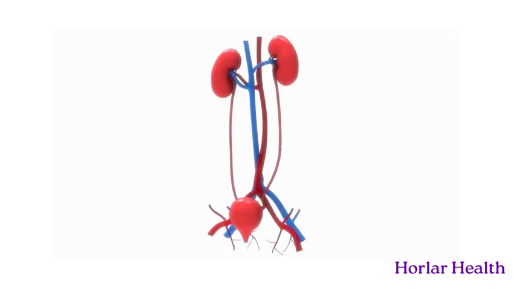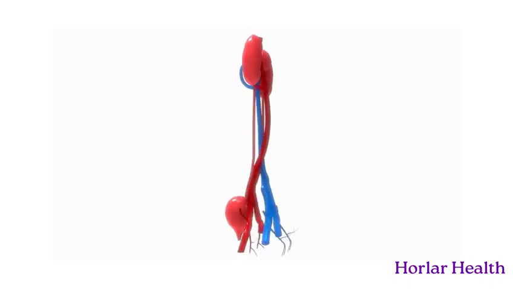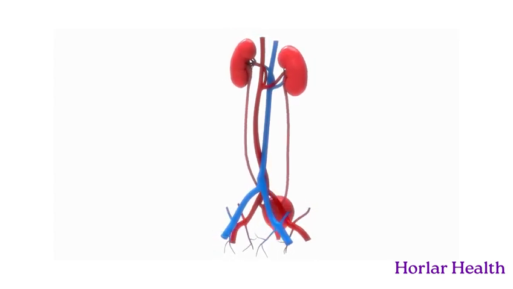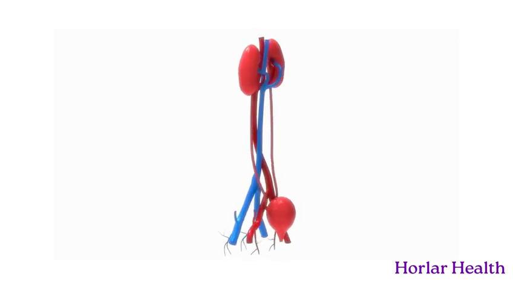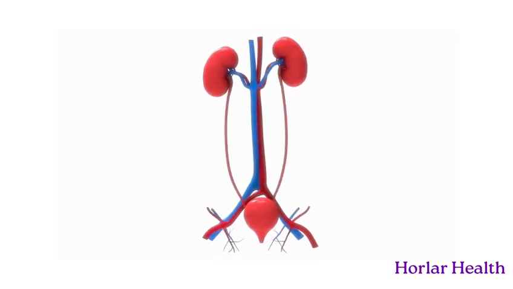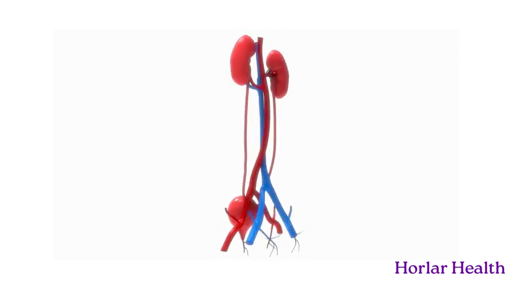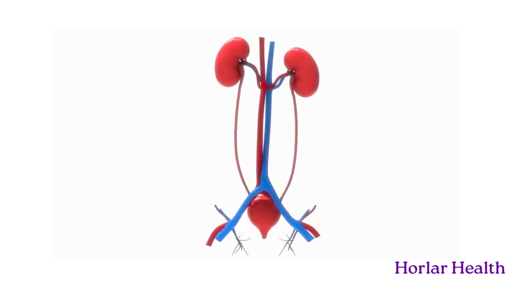The urine flows from the kidneys to the bladder through tubes called ureters. The bladder stores urine. When the bladder empties, urine flows out of the body through a tube called the urethra, located at the bottom of the bladder. In men the urethra is long, while in women it is short.